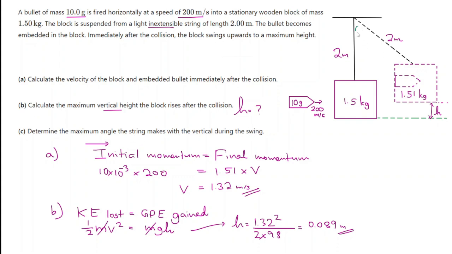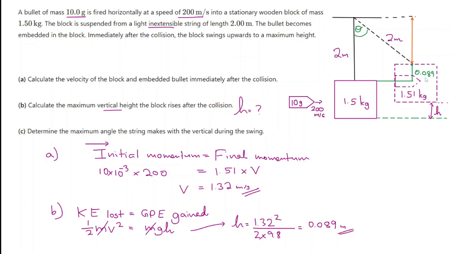Part C, determine the maximum angle the string makes with the vertical during the swing. Okay, so what would that be? That theta is what they're asking. And I know this one here is 0.089, because that's the height, h. The bottom of the block goes up by that. The top of the block will also go up the same amount.